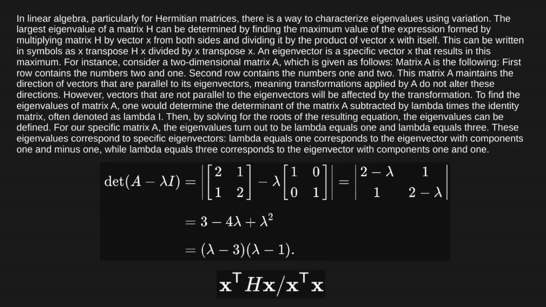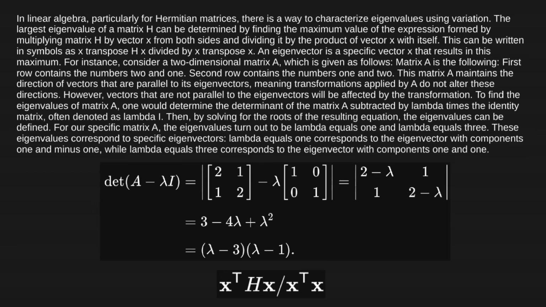For instance, consider a two-dimensional matrix A, which is given as follows. First row contains the numbers 2 and 1. Second row contains the numbers 1 and 2. This matrix A maintains the direction of vectors that are parallel to its eigenvectors, meaning transformations applied by A do not alter these directions. However, vectors that are not parallel to the eigenvectors will be affected by the transformation.